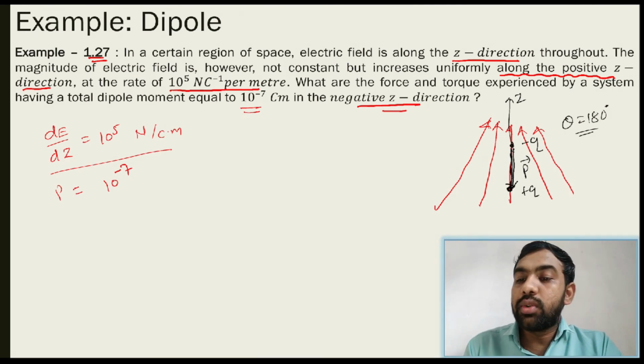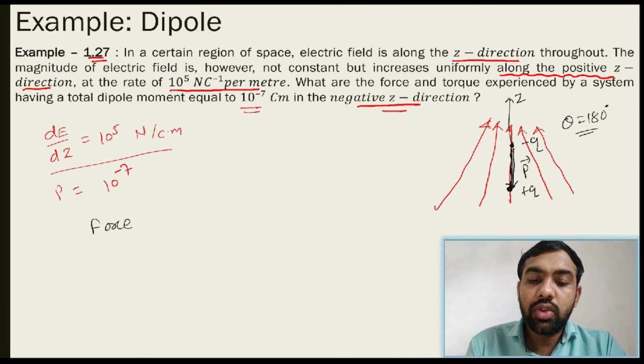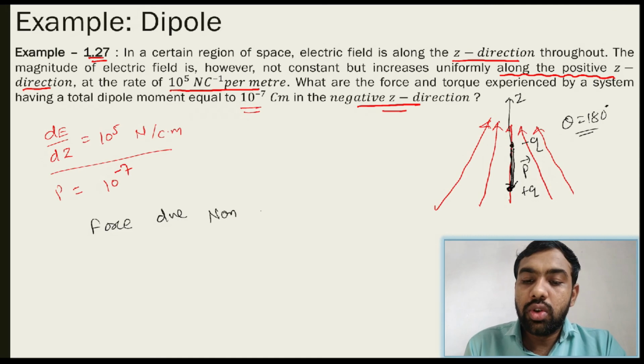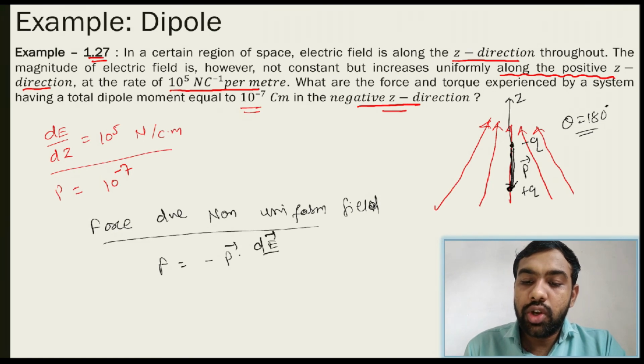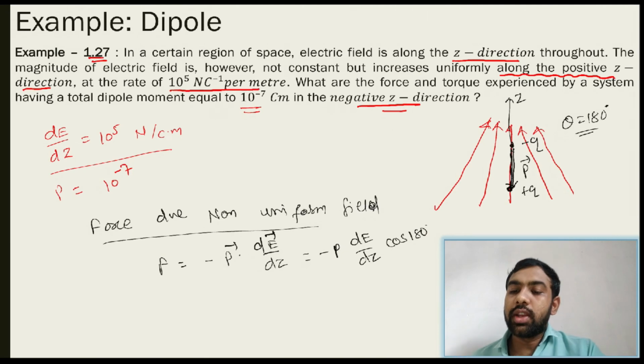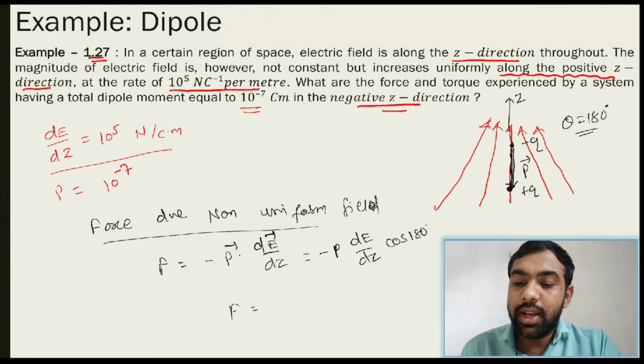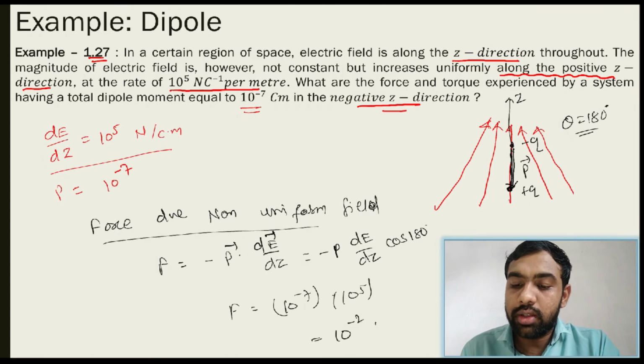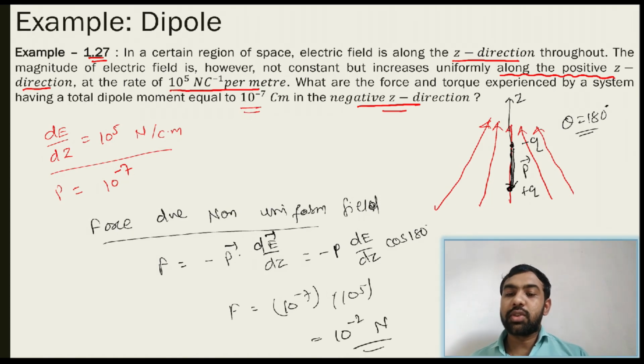So we have to find out the force. The force due to the non-uniform field: F is equal to minus P dE by dz cos 180. So F is equal to minus, minus, plus, cos 180 is minus 1. P is 10 raised to minus 7 and dE by dz is 10 raised to 5, so the answer is 10 raised to minus 2 Newton. This much of force is applied.